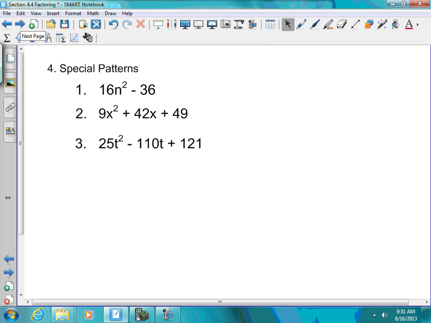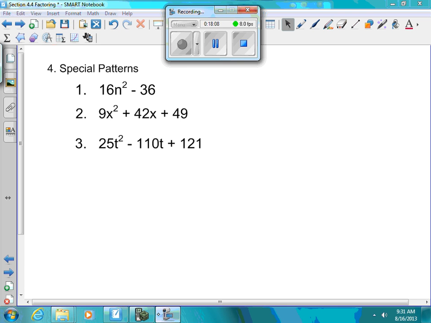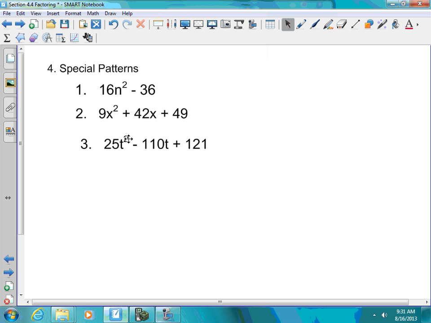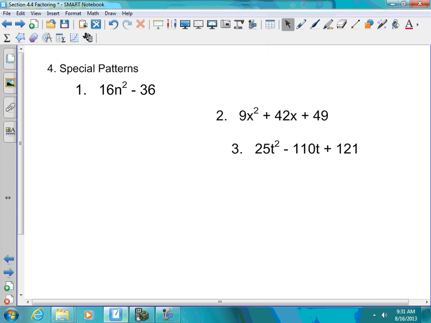Okay, special patterns. Real quick at this because it's really the same idea as what we have done in the past. The special patterns, if we look at this, let's look at the first one, 16n squared minus 36. We have two terms being subtracted. Well, when two terms are being subtracted, we should be thinking either divide by a monomial or difference of squares. Sometimes we can do both.